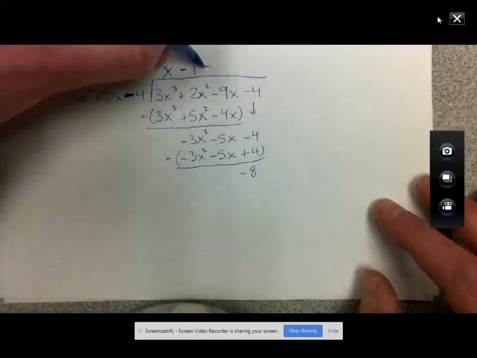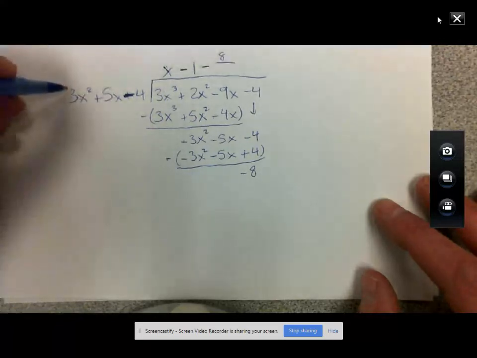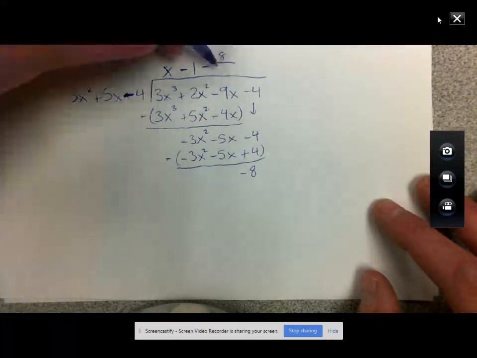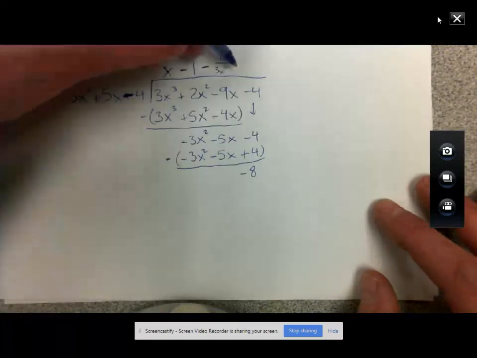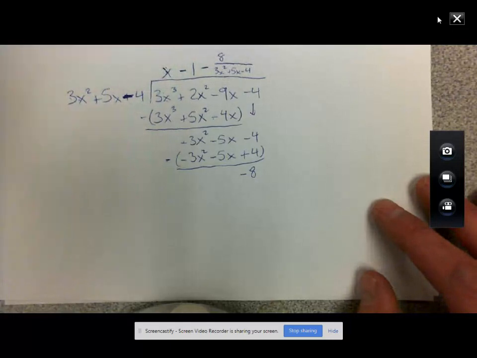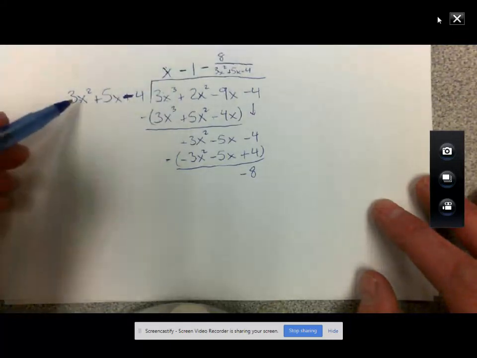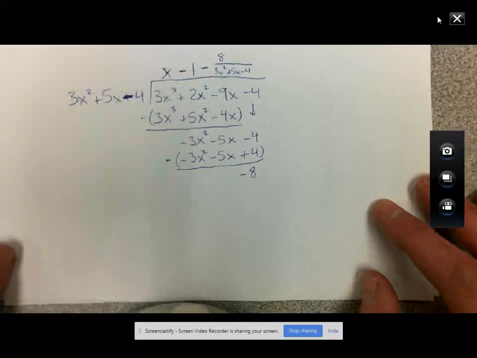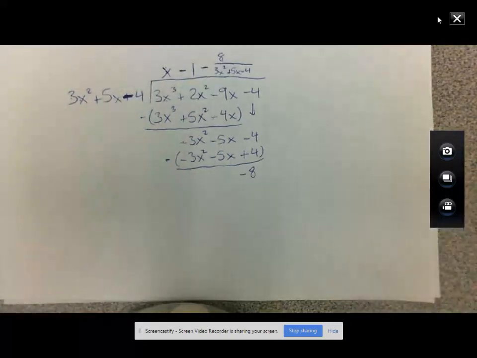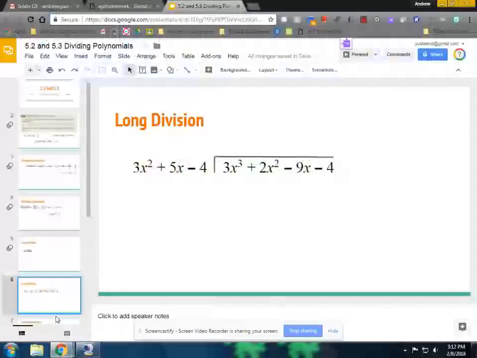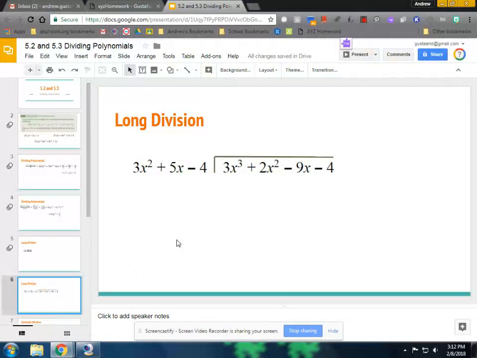So I'm going to put minus 8 over 3x squared plus 5x minus 4. And that would be my remainder. I know it's kind of tiny in there, but it's basically rewriting this original statement right there. So that would be the final answer, x minus 1 minus 8 over 3x squared plus 5x minus 4. And that's how the long division method for solving these division problems works. I'm going to stop it, and we're going to look at synthetic division in a separate video.